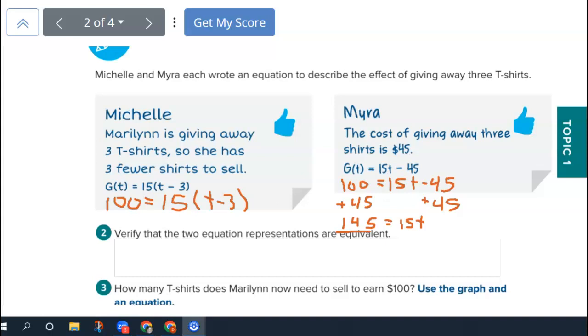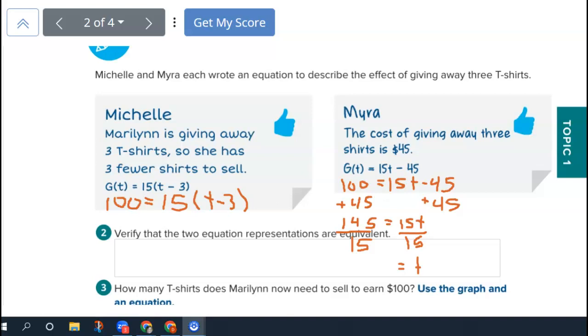So if t and 15 are multiplied, the opposite is to divide them. And you always want to divide by the number that you're trying to get rid of, to leave the variable by itself. So we're going to divide both sides by 15. Remember, 15 over 15 is 1, so we're left with t over here, and I will let you do the final calculation of what is 145 divided by 15.